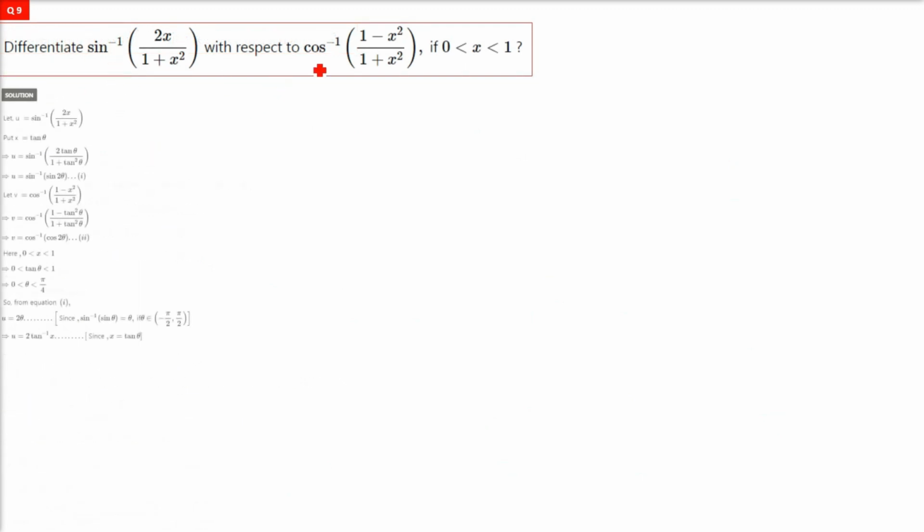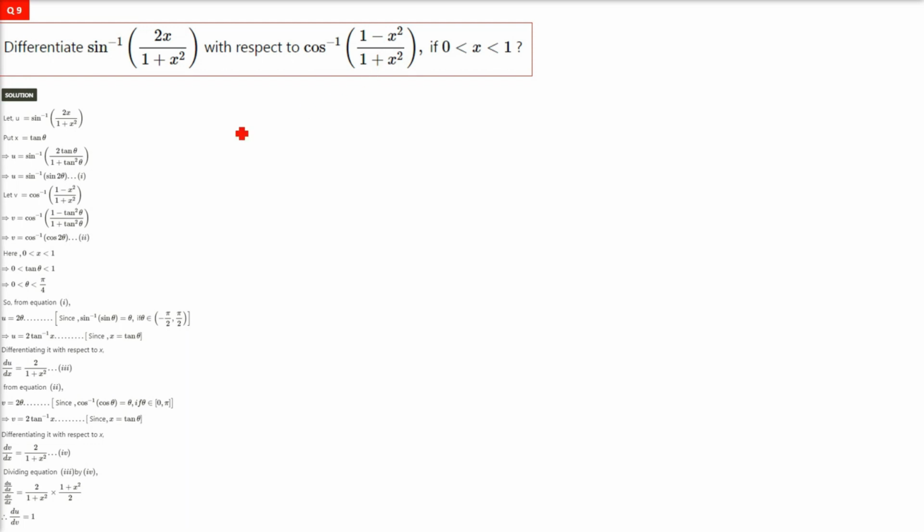So we have sin inverse 2x by 1 plus x square, and we have to differentiate it with respect to cos inverse 1 minus x square divided by 1 plus x square. The interval is between 0 and 1. Please remember, in both these terms, we will put x as tan theta. x is tan theta, so theta will be equal to tan inverse x. Finally we will check between 0 and 1, and I hope you'll be able to do that. We have done it in a lot of the previous questions too.